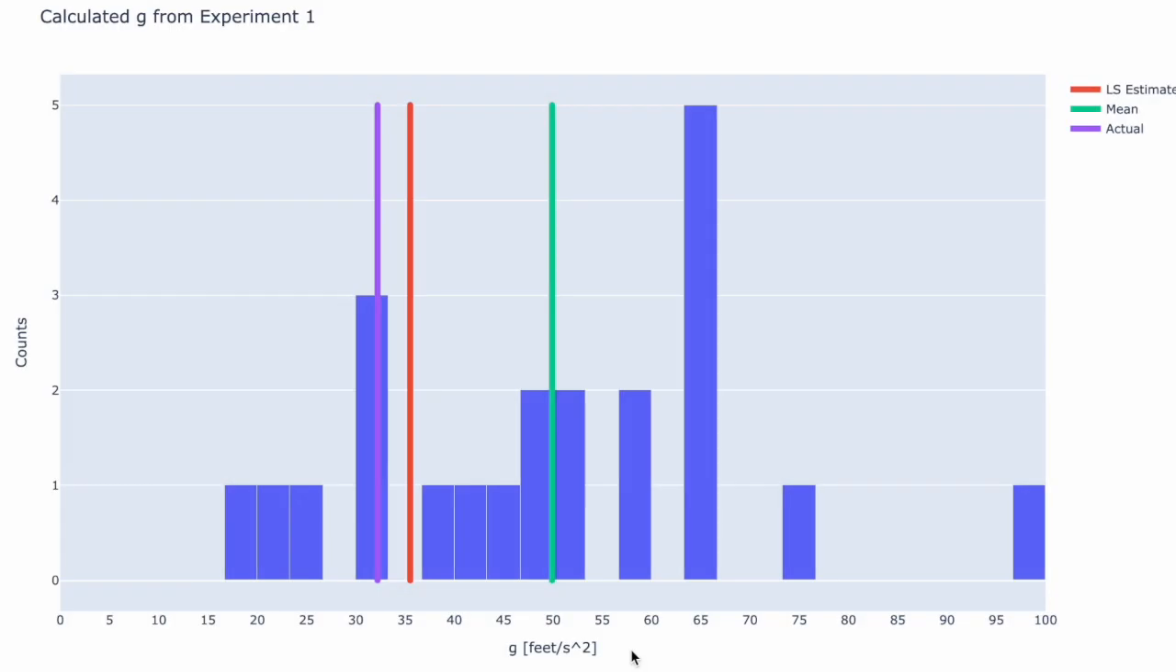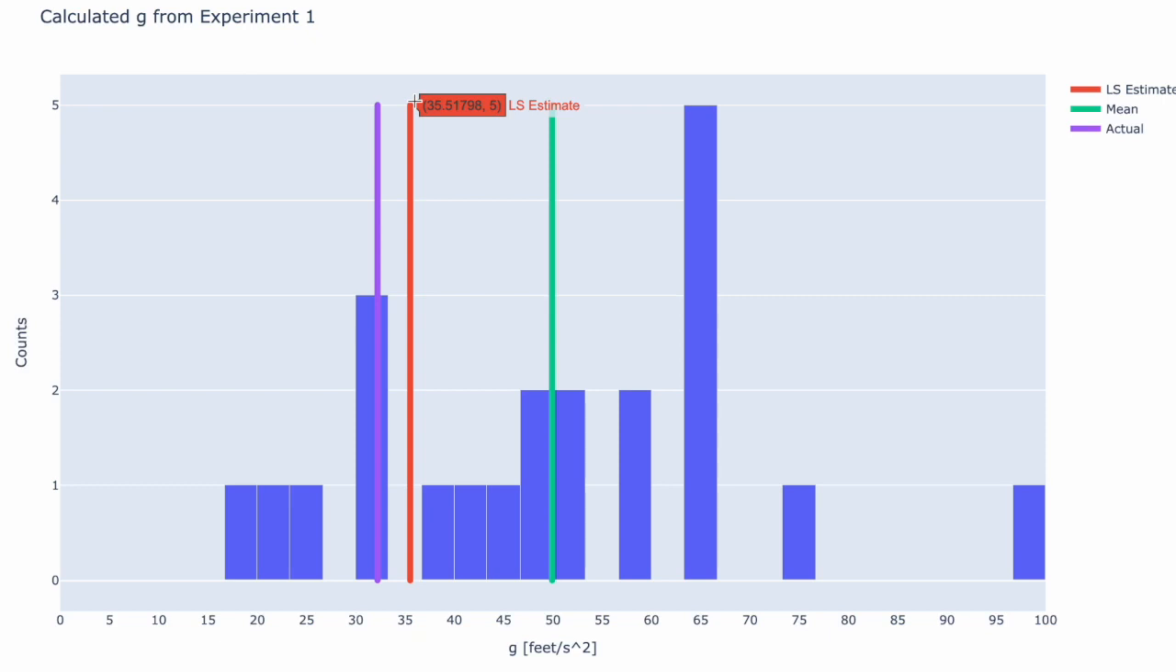If we use our equation h minus g over 2 times t squared equals 0 and rearrange, we can solve for g. Doing so produces a g value corresponding to each time observed. The average value of doing this is this mean value, which is 49.9 feet per second squared. If we instead use the least squares estimate, we can estimate a single value of g that best describes our equation given the data we've observed. The least squares estimate is 35.5 feet per second squared.